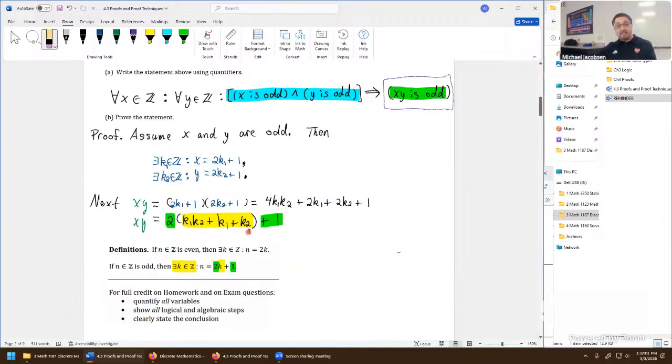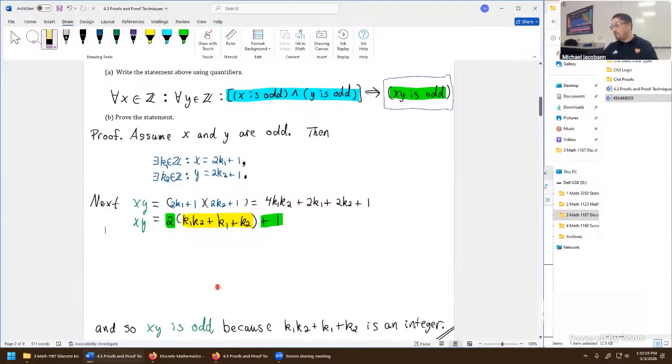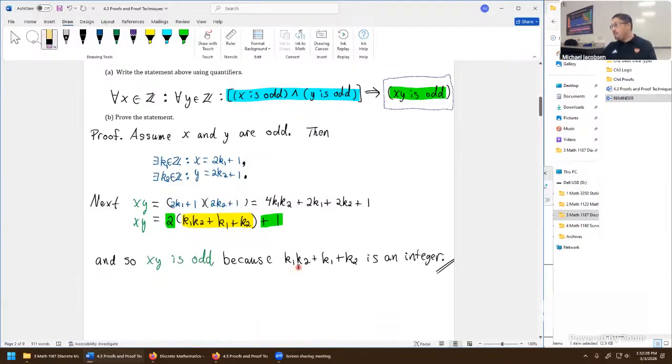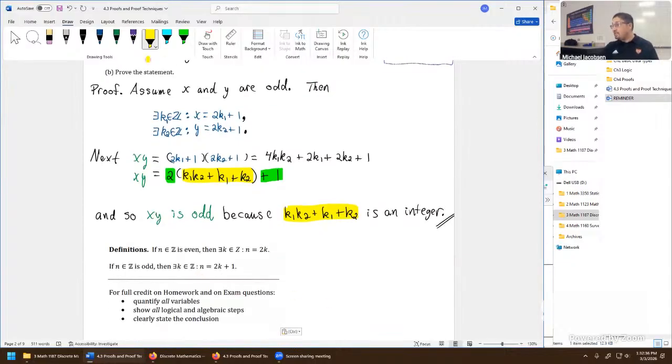But once we got to this statement right here, we very carefully looked at what it means for something to be odd. There's the existence of an integer k, such that if we double it and add 1, we're back to odd. That's what we were trying to show: the product x times y is odd. And so once we got to that step there, we made this statement: xy is odd because k1 times k2 plus k1 plus k2 is an integer. When we said that, we were just looking at this part right here specifically in the definition of odd.